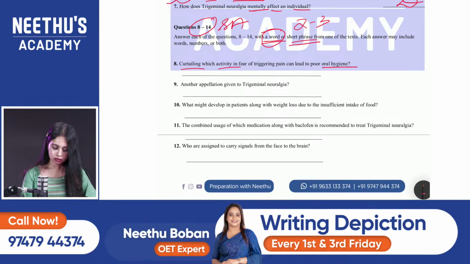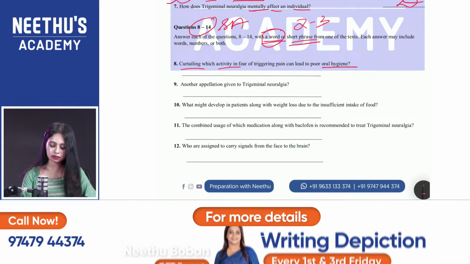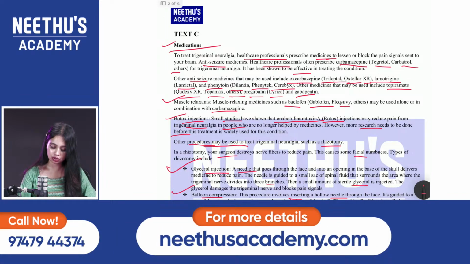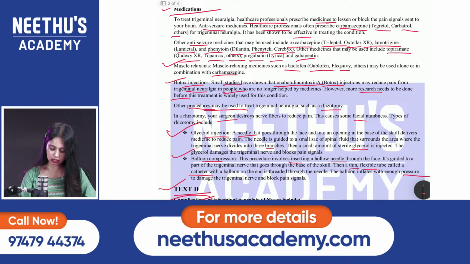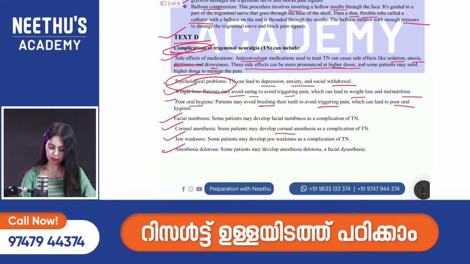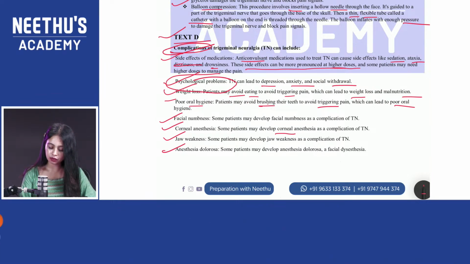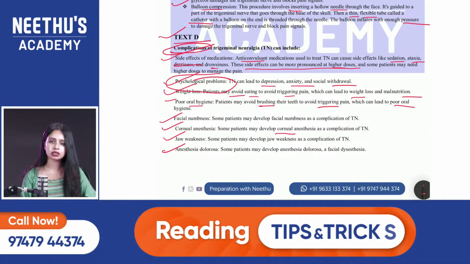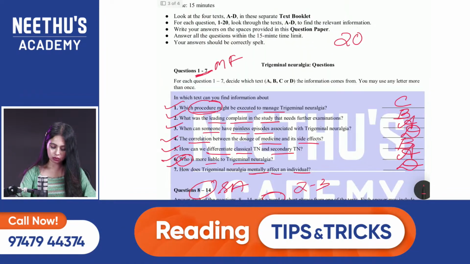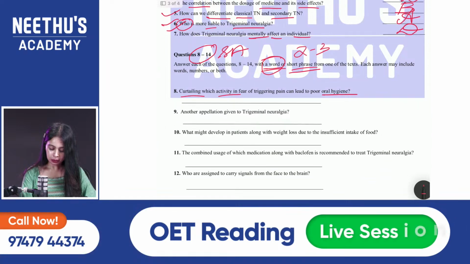So, decreasing which activity? You should decrease brushing teeth. That is mentioned in text D: poor oral hygiene, patients may avoid brushing their teeth to avoid triggering pain. Okay, so the answer is brushing teeth.